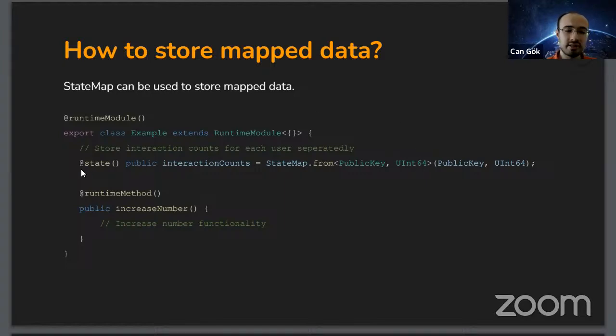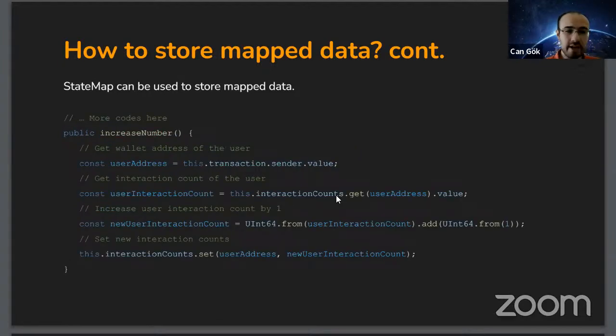So basically, we are still using the same syntax for states. Public interactionCounts is equal to StateMap. We're using StateMap instead of State.from, with PublicKey and UInt64, and we're defining what will actually be inside. So we will use a key for the public key, and then we will store an unsigned integer value inside of that StateMap. So let's change our code to store the key-mapped values. In order to get the user address, we can use this.transaction.sender.value, which will give us the user that is interacting with the runtime method.